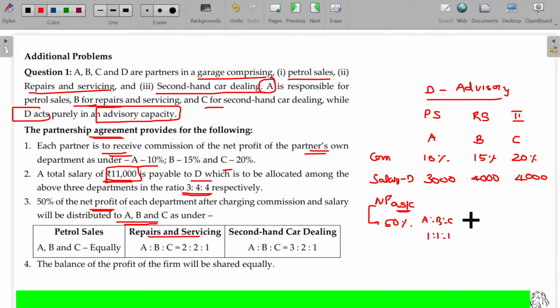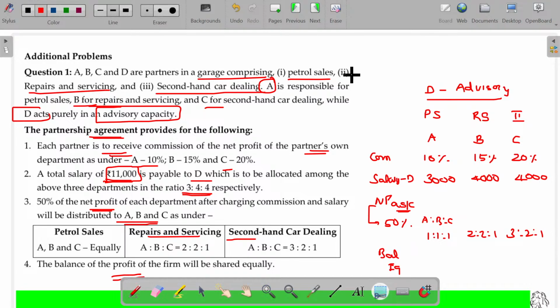Repairs and servicing will also be shared among the three partners in a 2:2:1 ratio, and second hand in a 3:2:1 ratio. The balance of the profit of the firm will be shared equally. Equally means 4 partners are there, A, B, C, D. All the 4 partners will share equally.